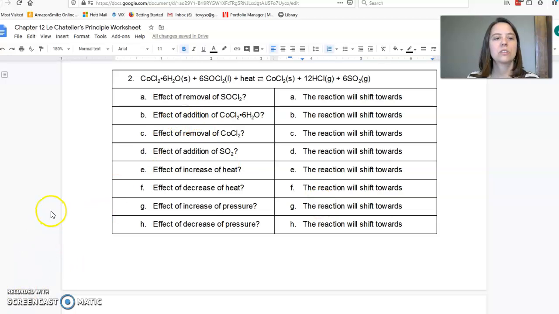Okay, coming to this one. I'm just going to read through it, and then you will need to answer the questions in the video. We have cobalt chloride, which is a hexahydrate. We haven't gotten to it, so it's not important what it is. Reacts with 6 moles of thionyl chloride, which is liquid, and it's an endothermic reaction, and it's in equilibrium with the products, which is cobalt 2 chloride, that is solid, and 12 moles of hydrogen chloride gas, and 6 moles of sulfur dioxide gas.